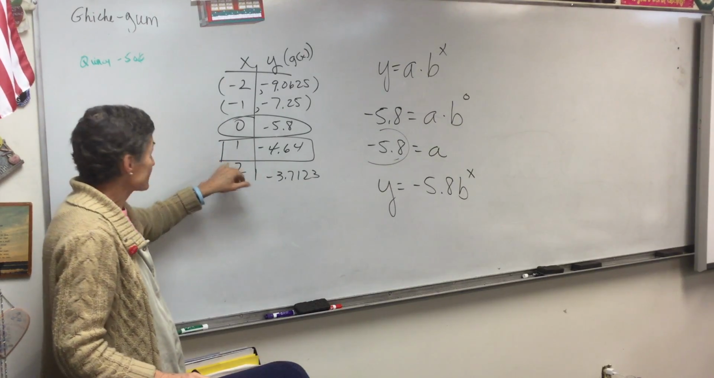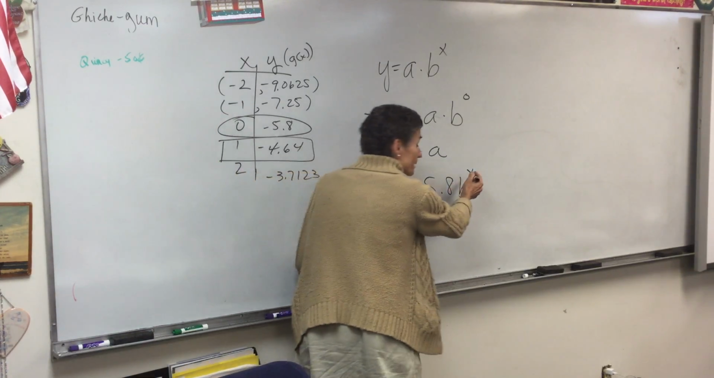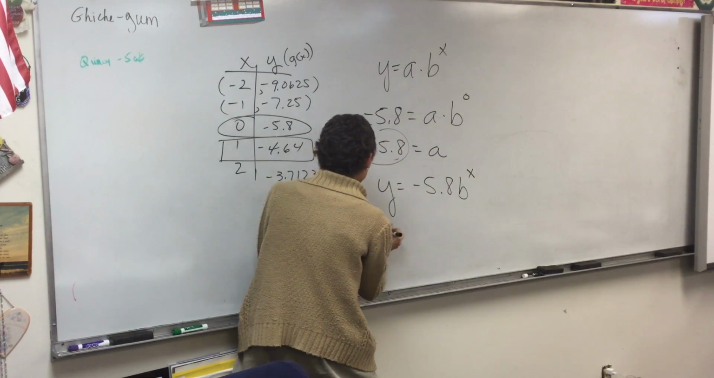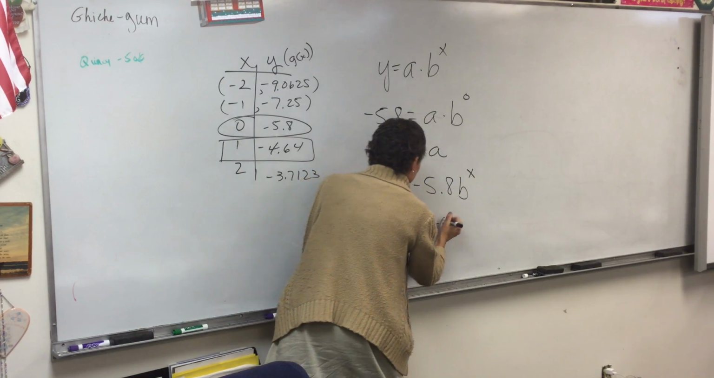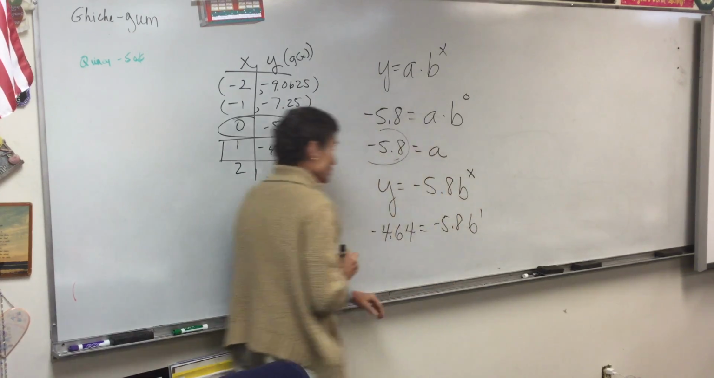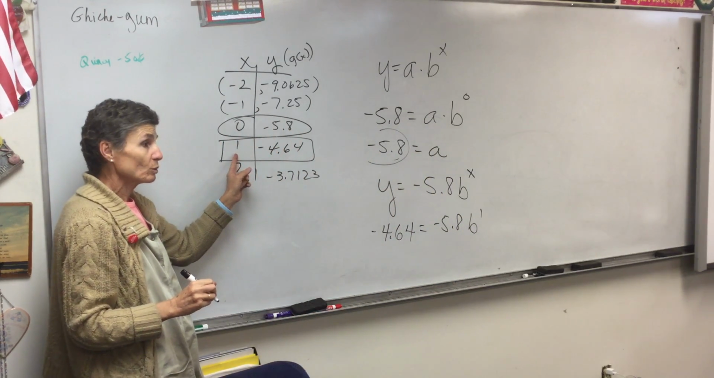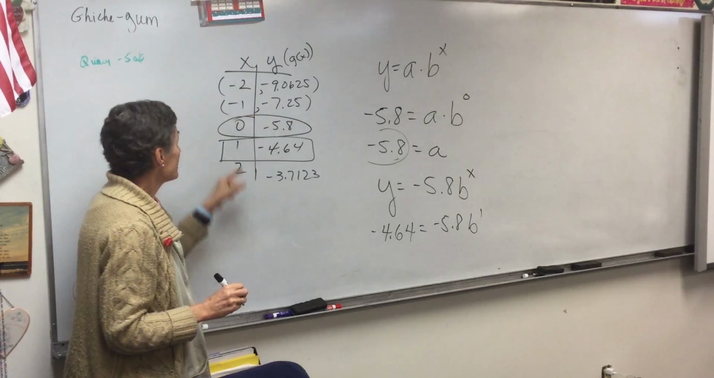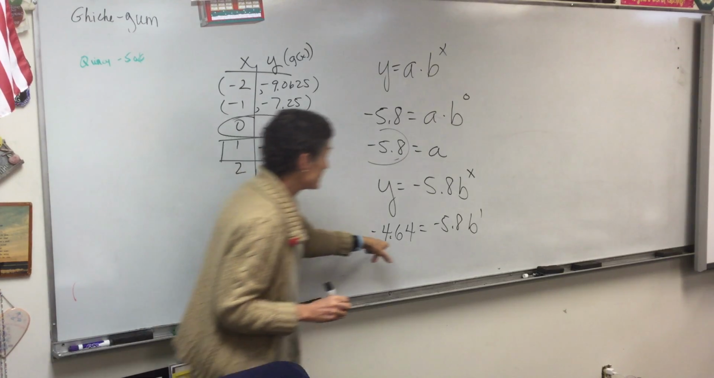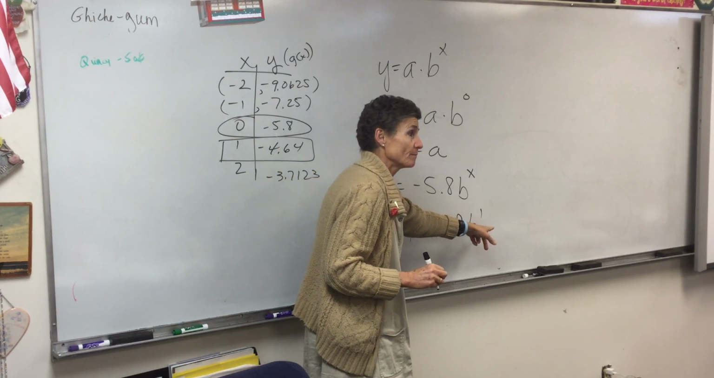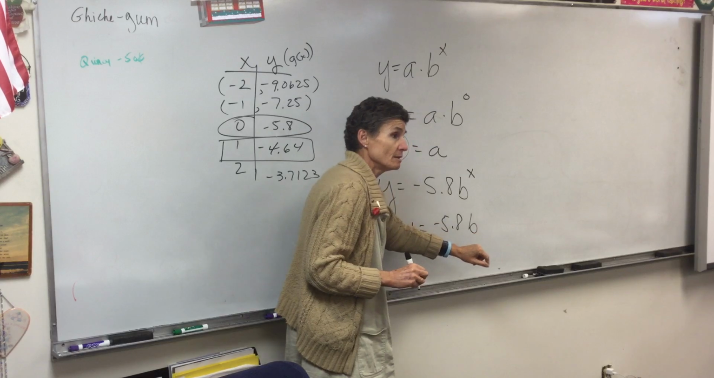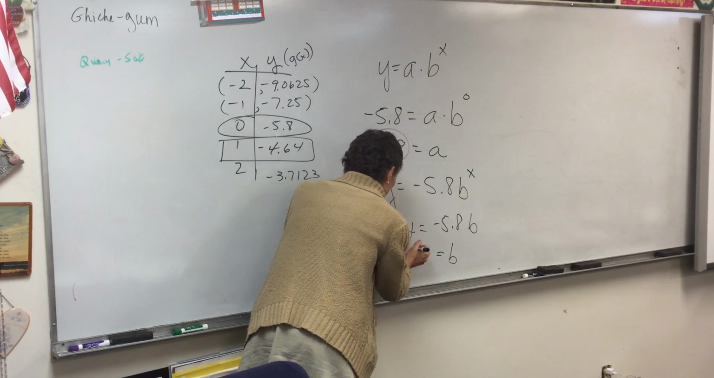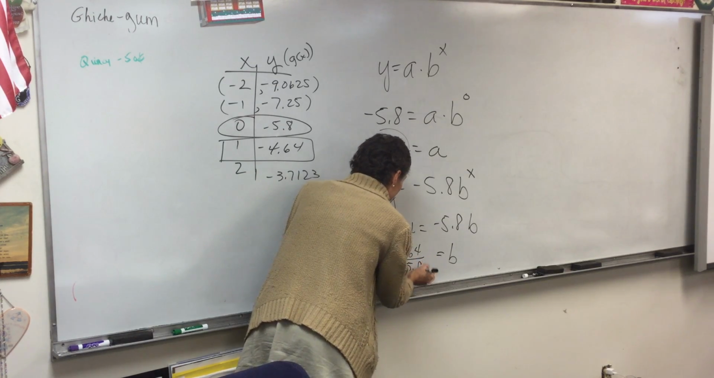But this is the easiest, because if X is 1, that means you're going to have a 1 right here. And that's going to make it a whole lot easier to solve the problem. If you have a choice, like we do, and you use the point with a 1, then isn't that easy? What's B to the first? Isn't it just B? So to get B, aren't you just going to divide? You don't have to do anything tricky or fancy. Just get your calculator out and divide.